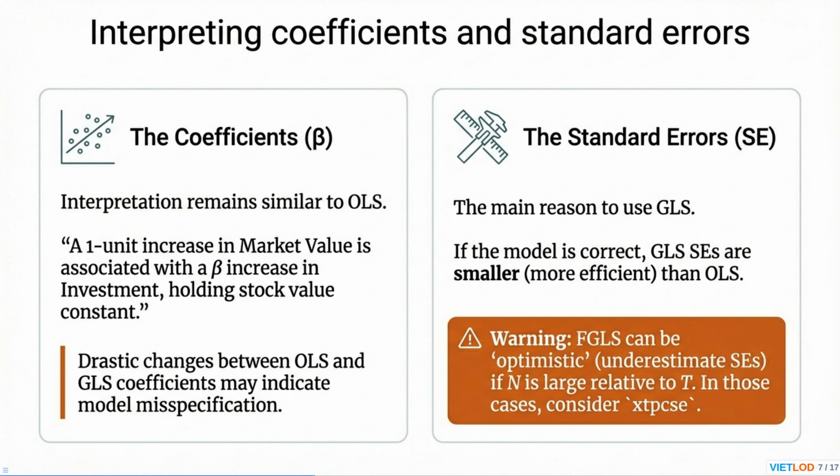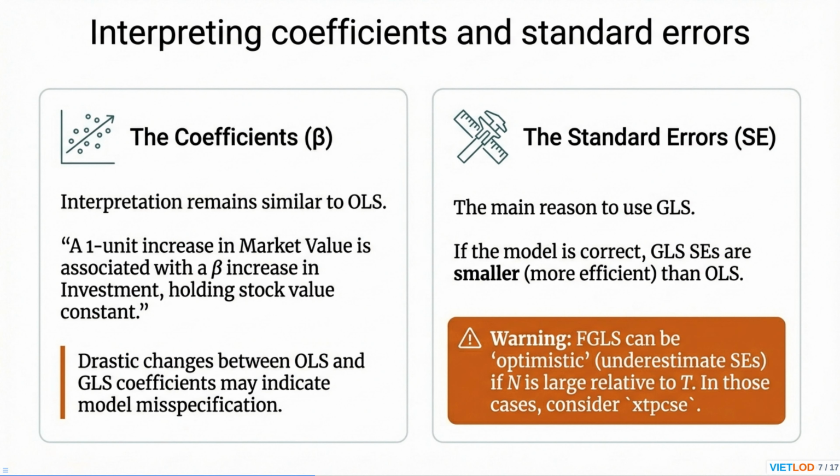The interpretation of the coefficients, the betas, in a generalized least squares model is largely similar to ordinary least squares. They represent the change in the dependent variable for a one-unit change in an independent variable, holding other factors constant. However, if you observe drastic changes between your OLS and GLS coefficients, this could be a red flag, indicating potential model misspecification.